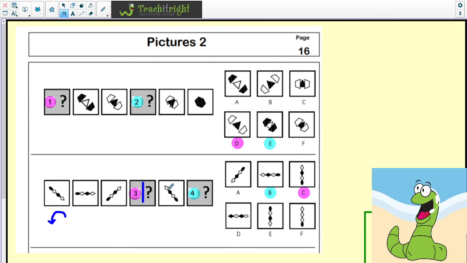And then number 4, we've obviously got to rotate it from this shape here. And again, we're going to be going 45 degrees anti-clockwise. So it will be going completely horizontally as it shows you here in B. And it goes white, black, white, black.